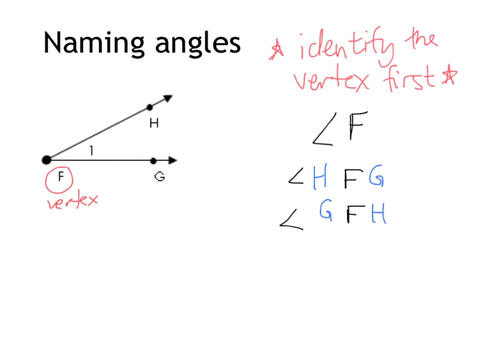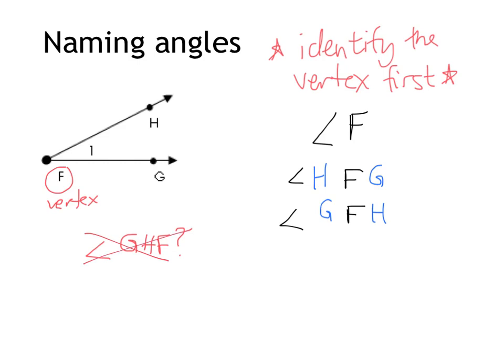Now notice in all 3 of these examples, F is the middle letter. Why? Because it is the vertex. Would it be acceptable to call this angle GHF? Let's see how that would be if we kind of walked it out. GHF, oh, that's actually making a different angle. That would be putting the vertex at H. So that would not be a correct way to name the angle that we're looking at.